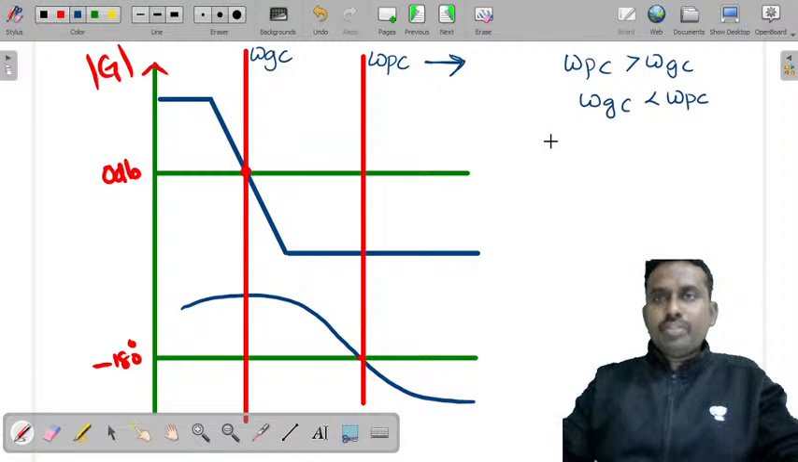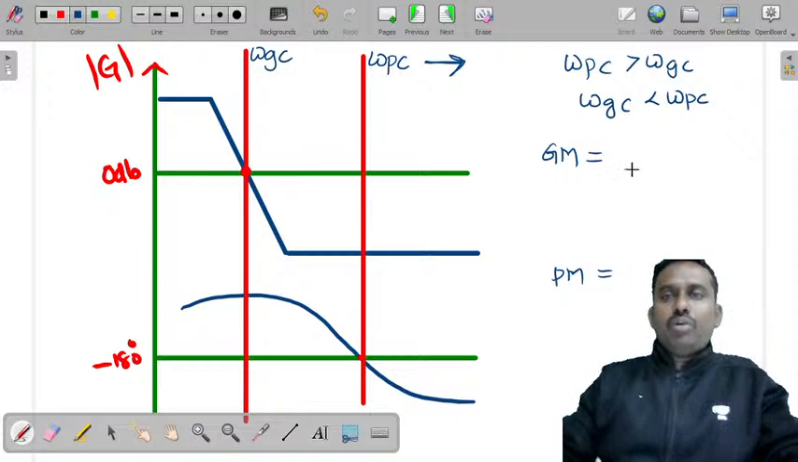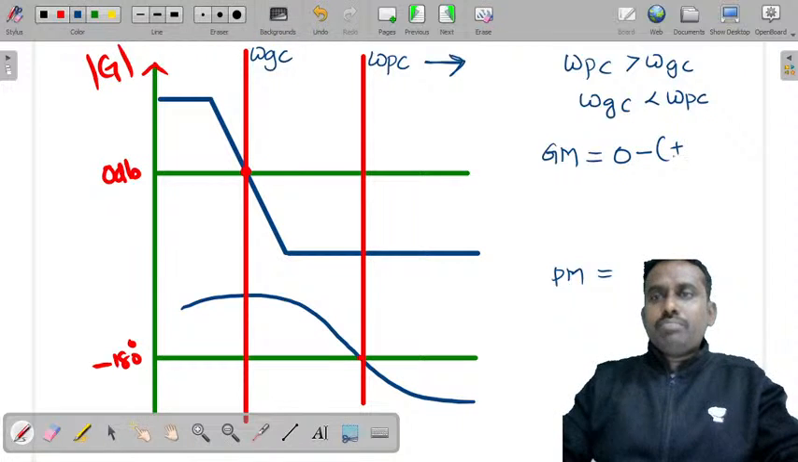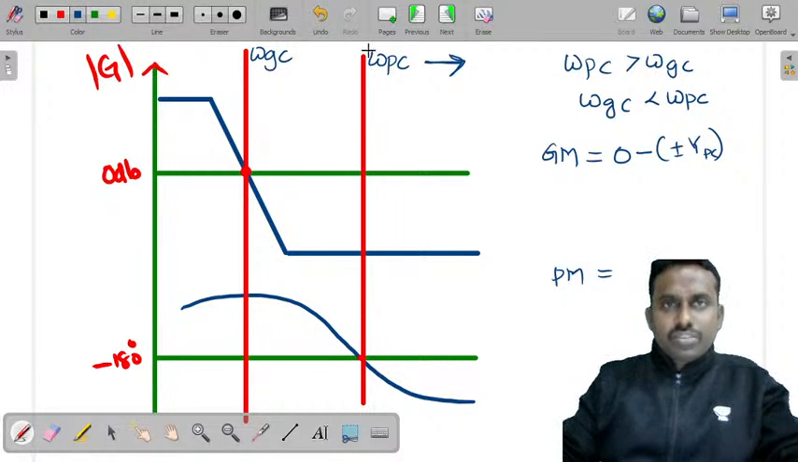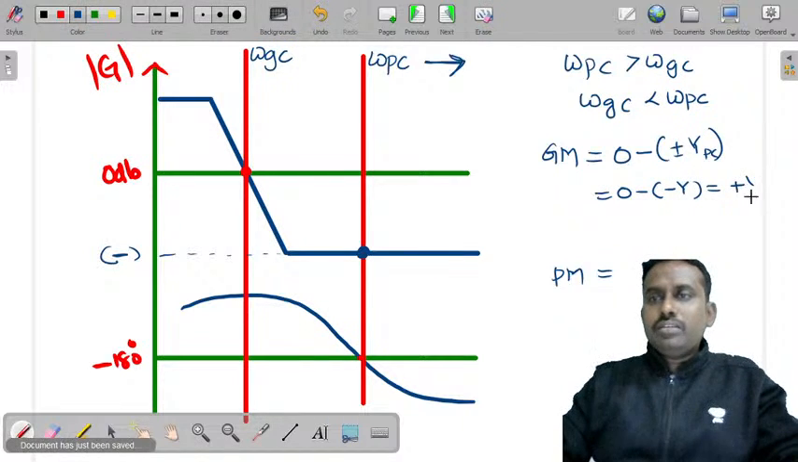Both are not the same. In this case, let's try to find the gain margin and phase margin. So what is the gain margin? It is 0 minus plus or minus y at the phase crossover frequency. So this is the phase crossover frequency. At this point, if you observe the magnitude, you have some magnitude which is a negative value. So can I say 0 minus of minus y will be plus y. So gain margin is positive.